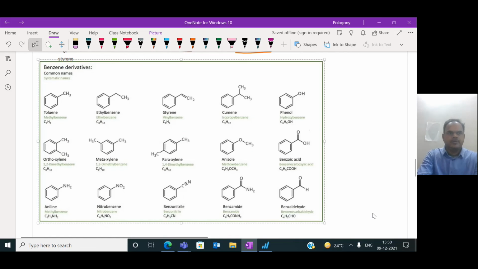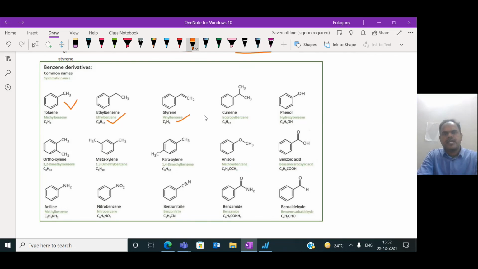If you want to know further, along with the common names and IUPAC names, here are the benzene derivative compounds. This is toluene, the common name, otherwise called methyl benzene. This is ethyl benzene. This is vinyl benzene. This structure is isopropyl benzene, commonly called cumene.